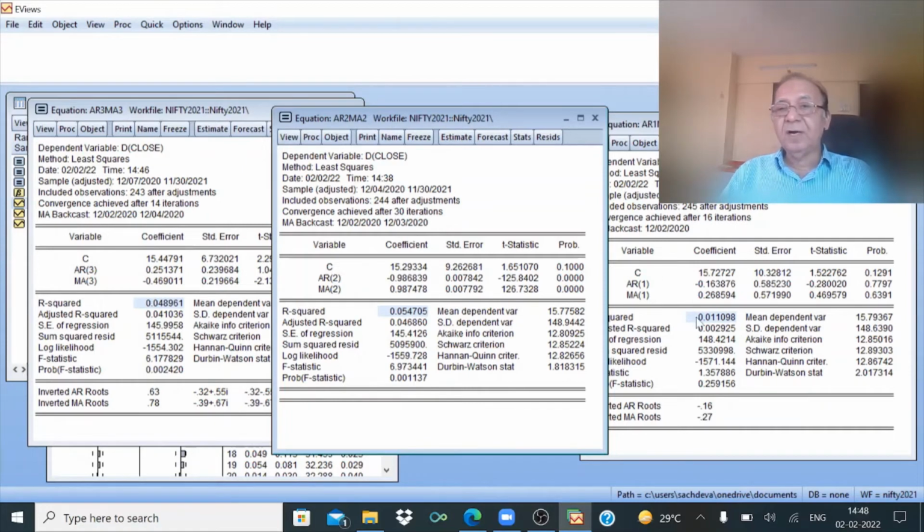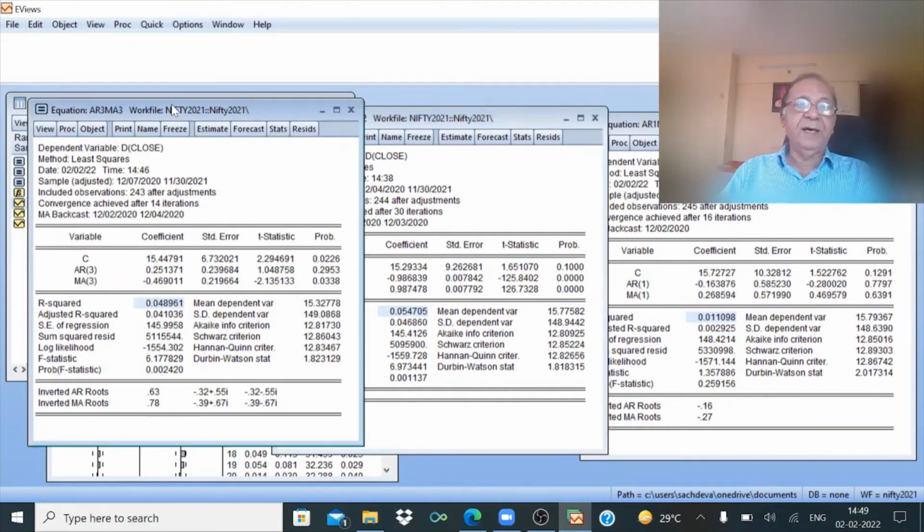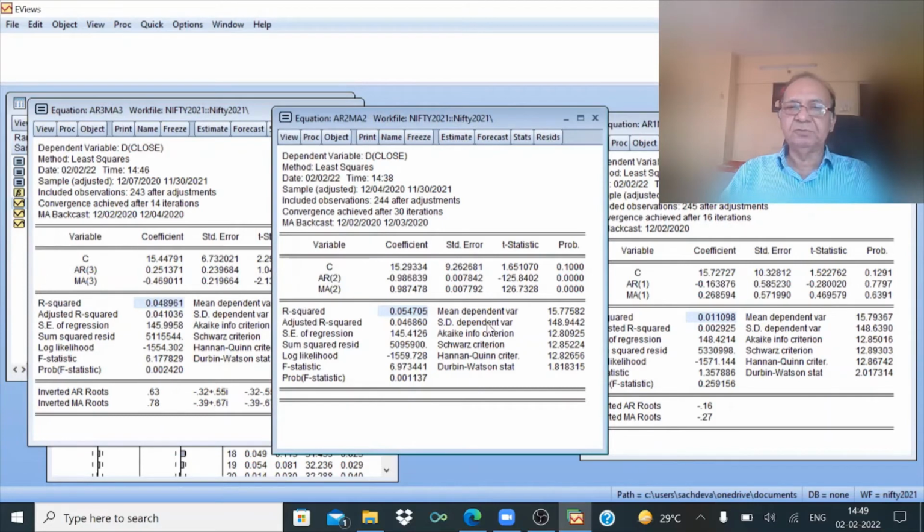Let us see now the Akaike info criterion. In ARMA1, AIC is 12.85016. In case of ARMA2, it is 12.8092. It is less, and less is always better. So AR2 MA2 model is okay. But in case of ARMA3, it is 12.81. Then again it has increased. It means AR2 MA2 is better.